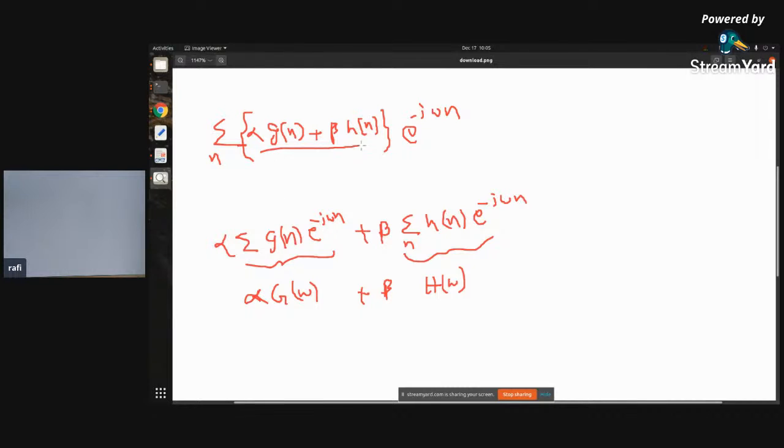So a linear combination of two different discrete-time signals in the time domain also leads to the linear combination of their corresponding DTFTs. That is the linearity property.